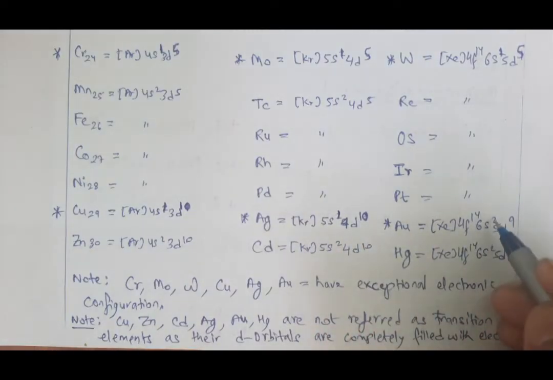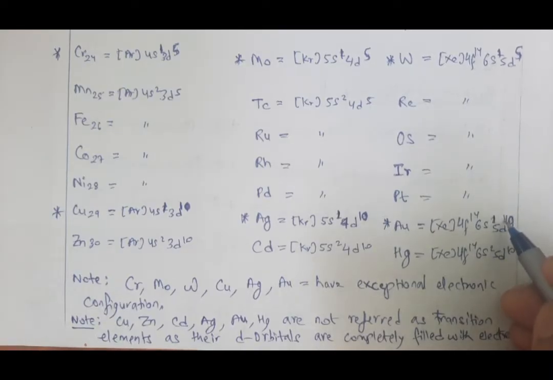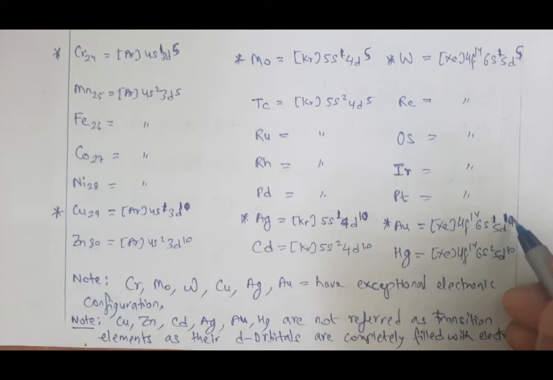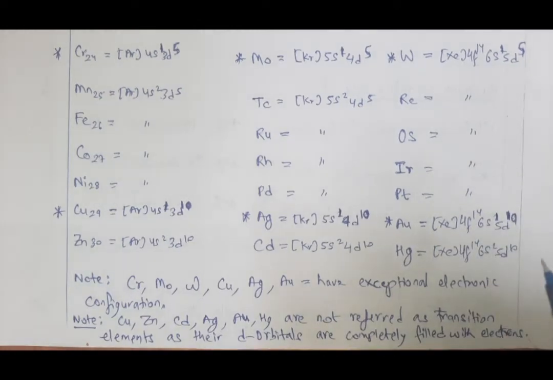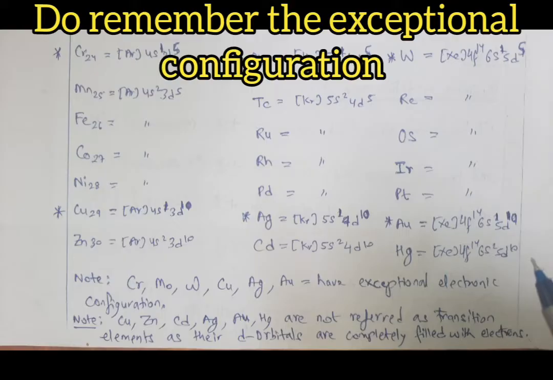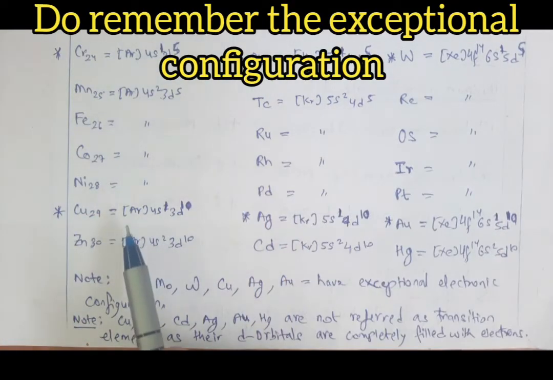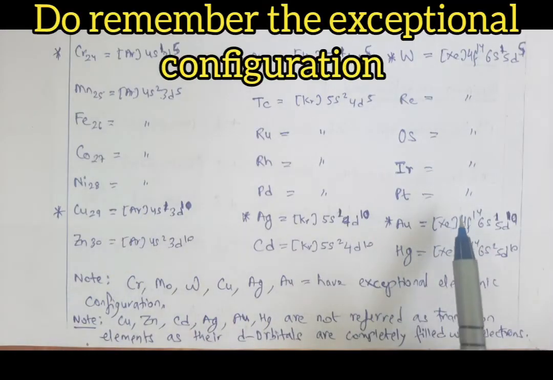Here also similarly if you give one electron of s to the d, s becomes half filled and d becomes full filled. So this is the correct structure, the electronic configuration of gold. This is 3d10, 5d10. So do remember, a total of 6 of them have exceptional electronic configuration: chromium, molybdenum, tungsten, copper, silver, gold. They have exceptional electronic configuration. So I mentioned here in the note, chromium, molybdenum, tungsten, copper, silver, gold have exceptional electronic configuration, and this is how you have to remember.